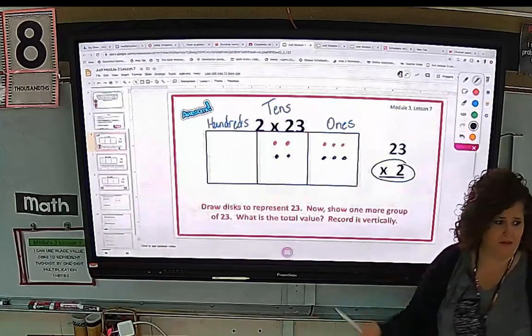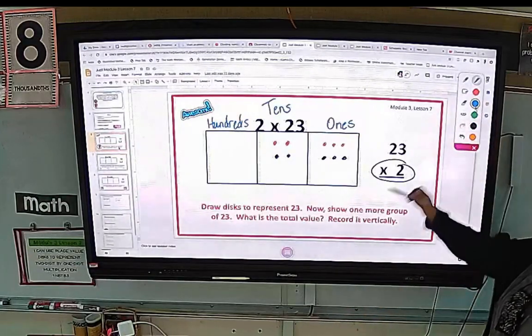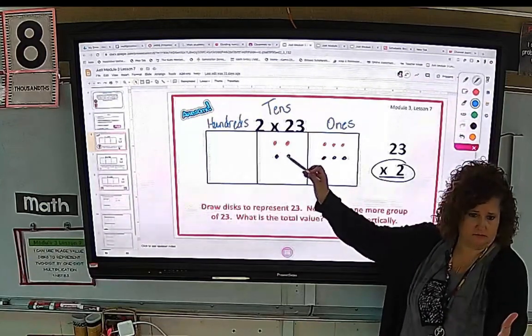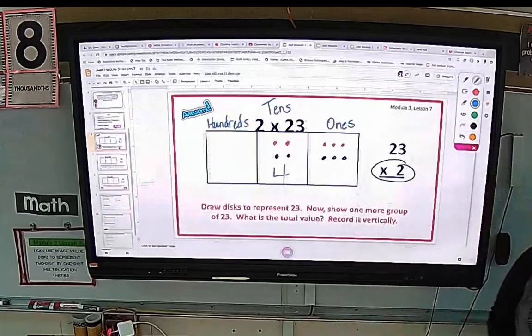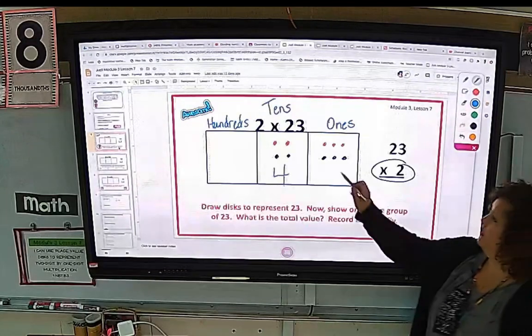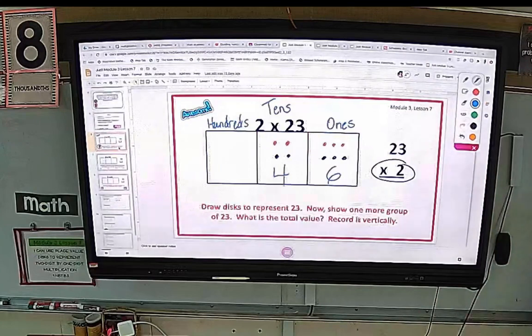And now we count up our answer. That's all we do. So how many do we have in the tens place? 4. So this becomes our 4. How many do we have in the ones place? 6. Okay, your voice came from over there. That's amazing. Okay, there we go. 46. There's our answer. See how easy that was with the place value chart.